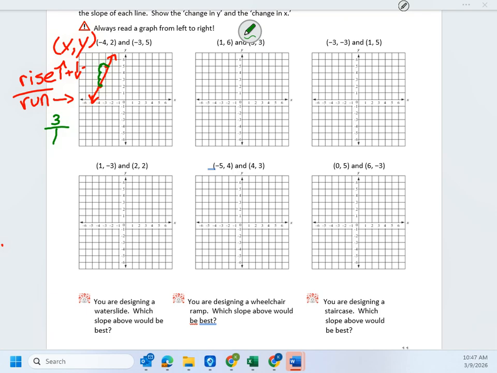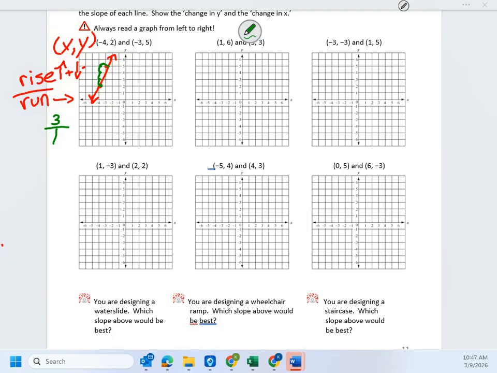One of the most common mistakes students make is they forget about those negative slopes, or they call a positive slope a negative. So you have to remember, if you go up to your second point, it's positive. If you go down to count to your second point, it will be negative.